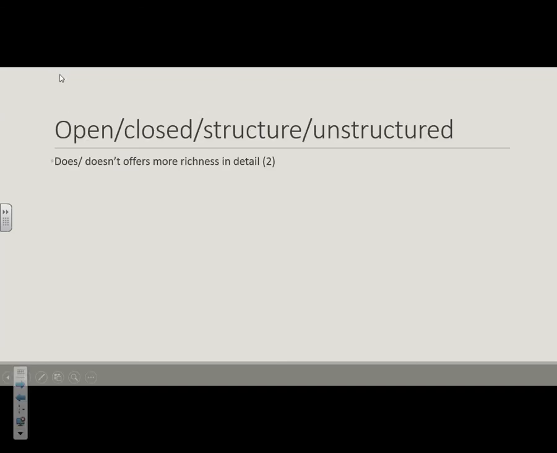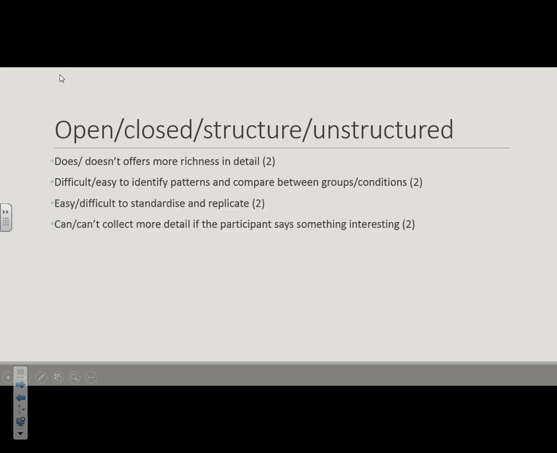Same thing again with open and closed, structured and unstructured. So thinking about these four, which of these apply to which. So 2 boxes should have that it either does or doesn't offer more richness in detail, and 2 boxes would say it's difficult or easy to identify patterns and compare between groups and conditions. So one would say it was difficult, one would say it would be easy, one does offer more richness in detail and one doesn't, and then one is easy to standardize and replicate, so it's exactly the same every time, you can keep it the same, and one is difficult to standardize and replicate, so you have 2 boxes with either easy or difficult in, and then you can or can't collect more detail if participants say something interesting.